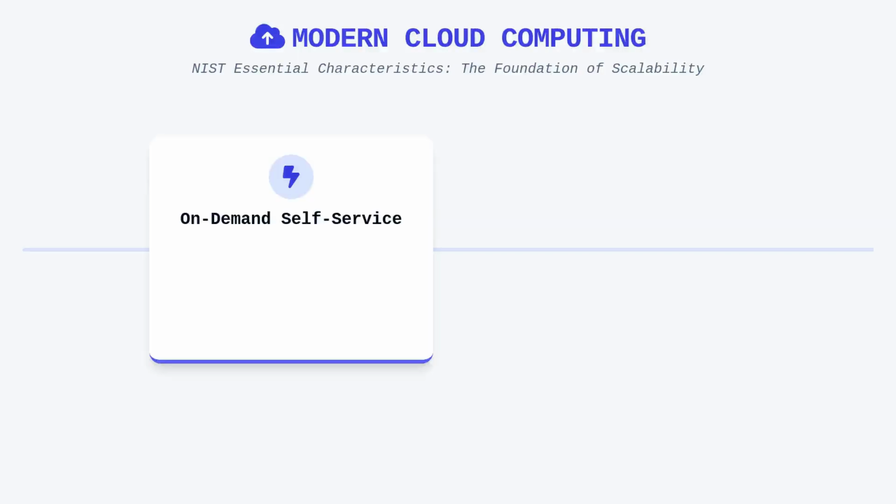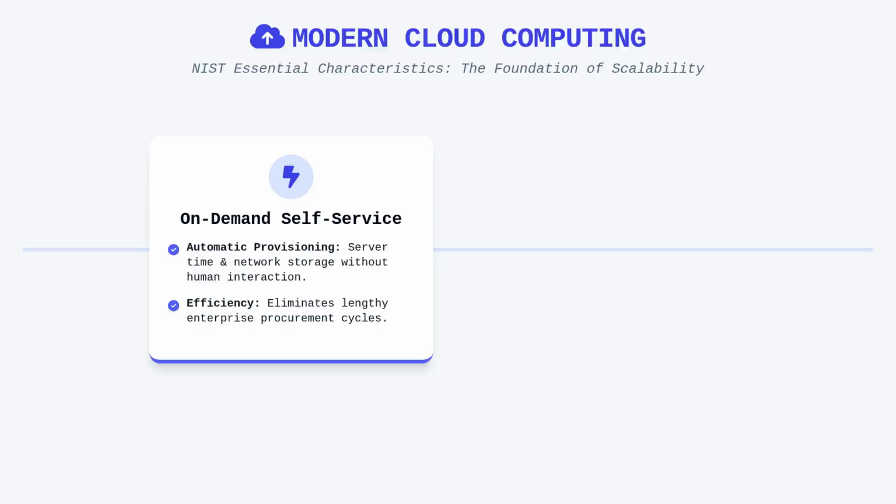The first of these is on-demand self-service, which allows consumers to provision computing capabilities like server time or network storage automatically without human interaction with the service provider. This eliminates the lengthy procurement cycles that were once standard in enterprise IT environments.